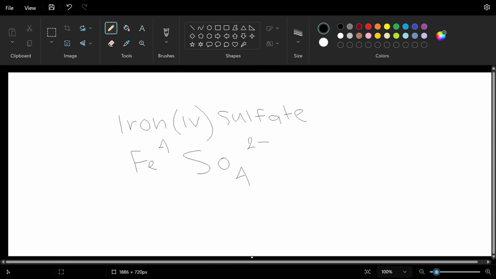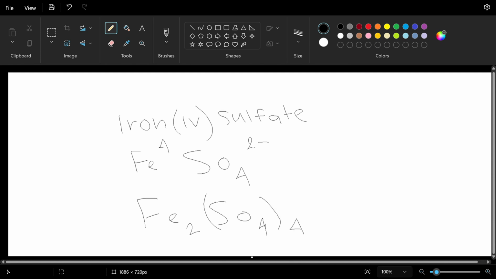Now for this, you're going to have to simplify, but before you simplify, to make it easier for yourself, you can just do the cross method as before. So it's going to turn into Fe2(SO4)4. Remember, you have to write it out in parentheses since you're adding on a subscript.